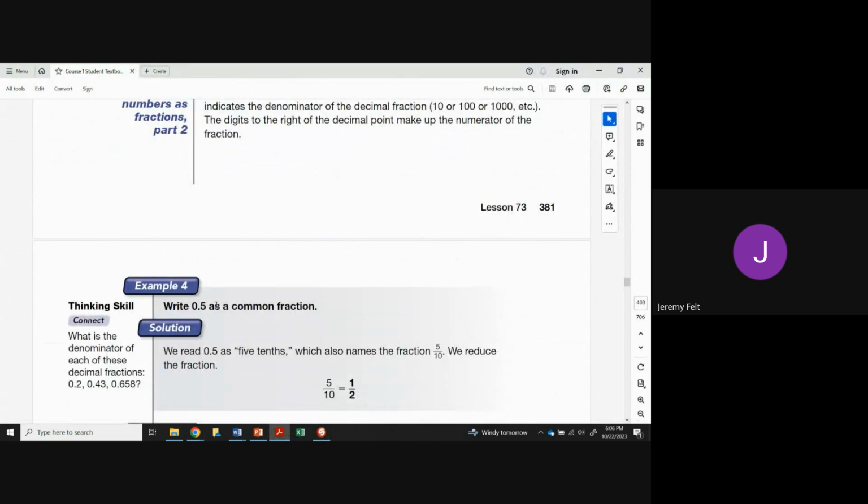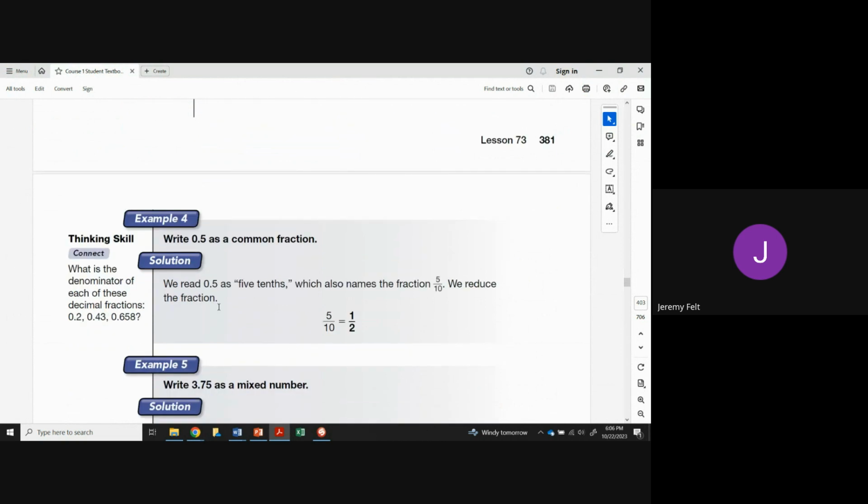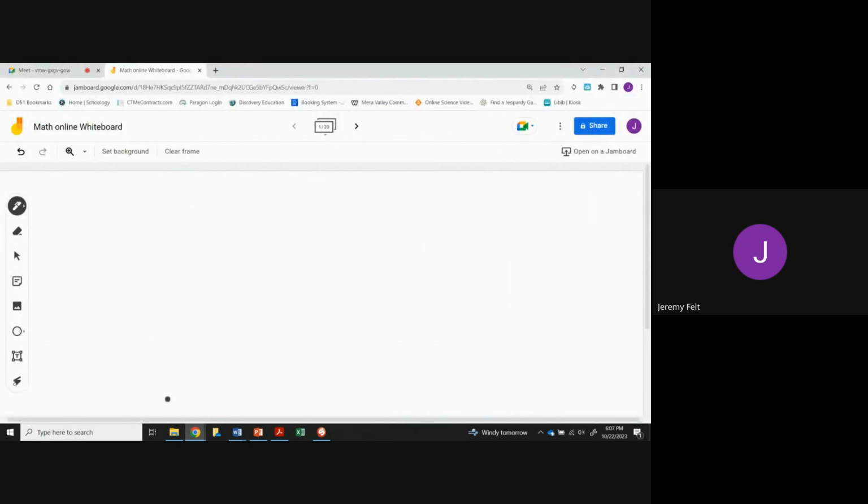Writing decimals as a common fraction. So again, we know our place value, we have tenths, hundredths, thousandths. So if I have 0.5, that one's not too difficult. We probably know that's half, but we can always use 5 tenths, because this is 5 tenths in fraction form. I reduce these down. 5 goes into both of these, it reduces down to 1/2.